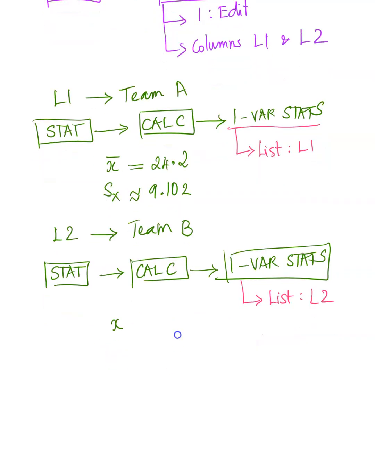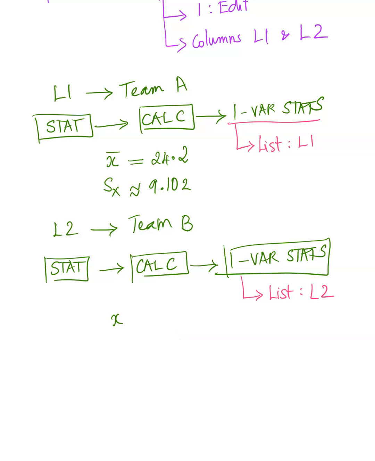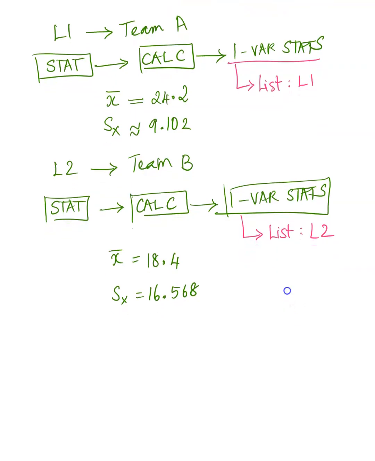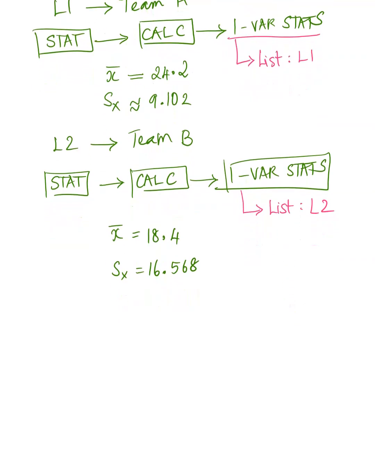because it's still going to show you X bar and all these things, but you really have to know for which list it gave us that information. So X bar here comes out to be 18.4 and Sx would be 16.568 upon rounding. Okay, so this is really, really nice that we have these two details. So this is for team A and this is for team B. So I'm going to kind of compare them here.